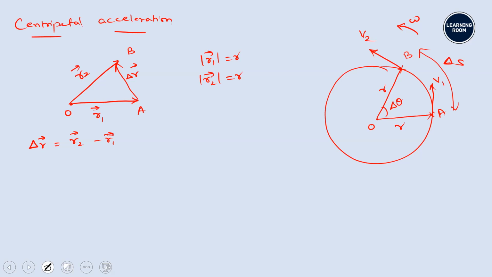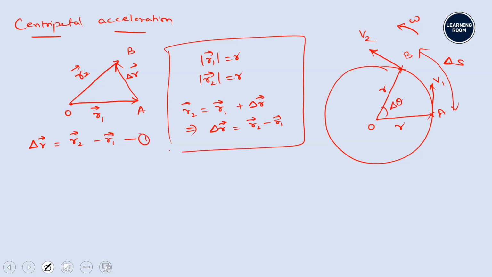Why are we getting it? Because R1 vector plus delta R vector, according to the triangle law of addition, R1 vector and delta R vector are continuous vectors. So the sum of these two vectors should be equal to the third vector. Meaning, R2 vector is the sum of R1 vector and delta R vector. From this, if I rearrange, I get delta R vector is equal to R2 vector minus R1 vector, which I'll call equation number 1. So this is the extra information that you need to make a note of for understanding purpose.